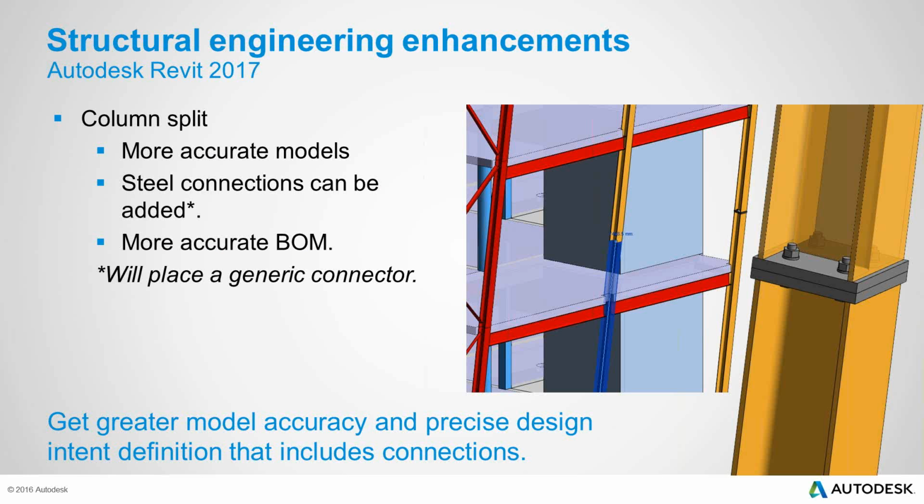Okay, structural engineering enhancements. You can now split columns vertically. When you do so, you can actually add in connectors. Revit will place in a generic connector if you don't have Advanced Steel installed. If you do have Advanced Steel installed, then, in the same way as the fabrication side of things, you have access to all of those specific real connectors inside Revit. So you can see how that workflow is all coming together.